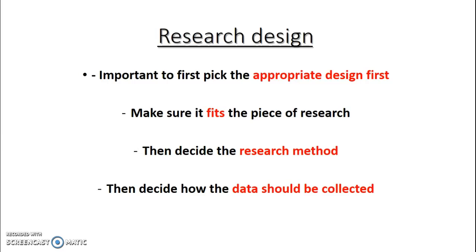Okay, so next bit is research design. It's important to first pick an appropriate design, so how you're actually going to find out what you want to find out. You've got to make sure it fits the piece of research, so you can actually use this research design with your research, because if it doesn't fit, then it's not going to work. And then you've got to decide the actual method of how you're going to research, and then decide how the data should be collected. So once you've done the research, how you want to collect the data so you can see and analyse it, and so it's clear to you.